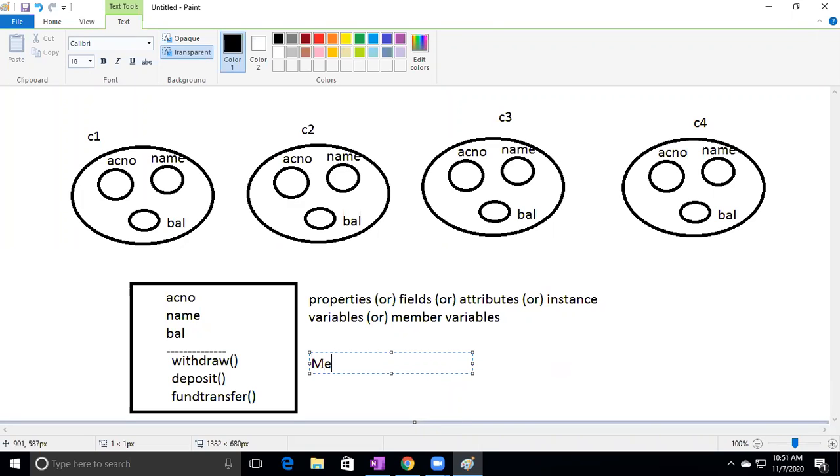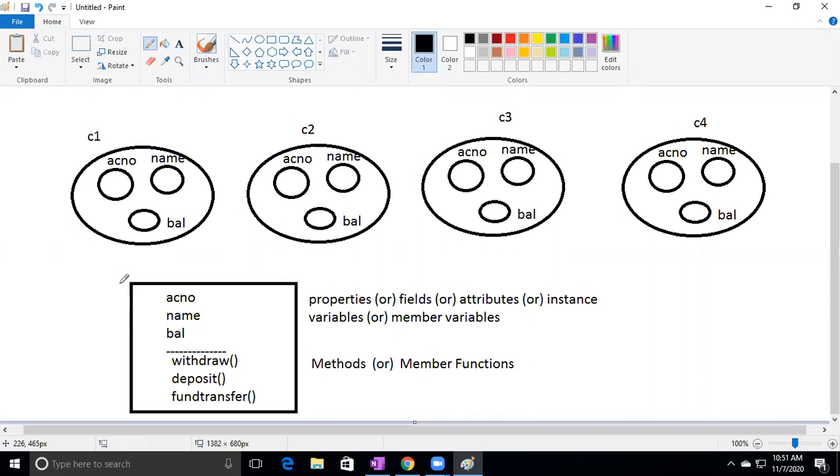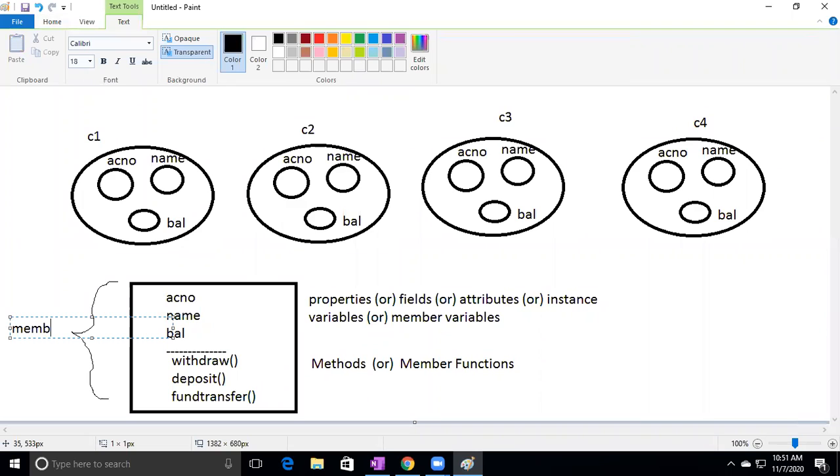Okay, so these are called methods: withdraw, deposit, fund transfer. Methods can also be called member functions. So combinedly, properties and methods, you can call them members. So these are called members. So these are the members.